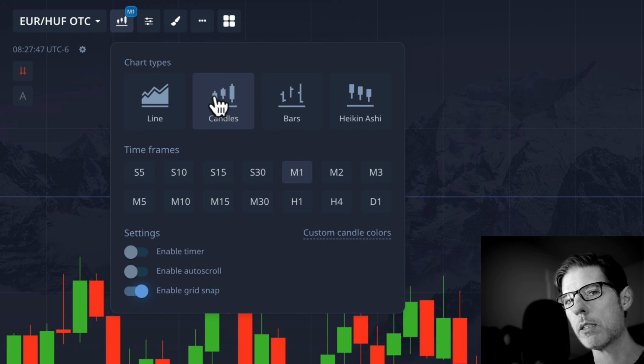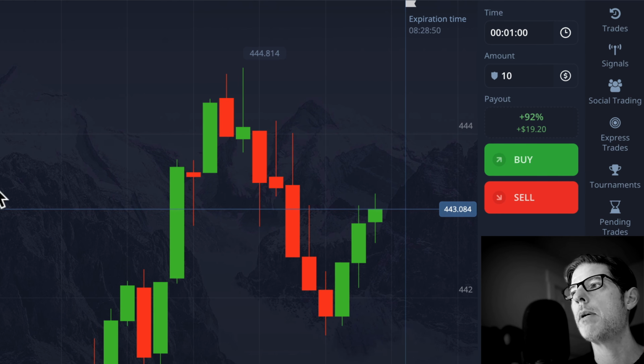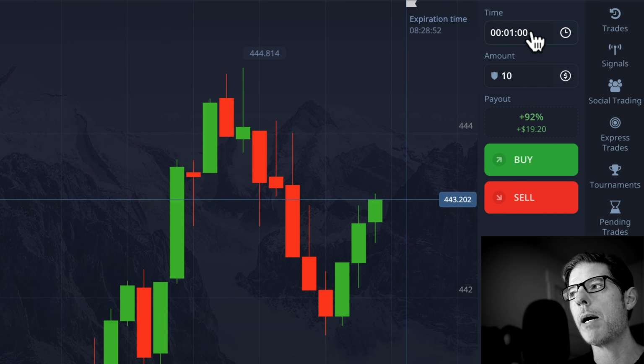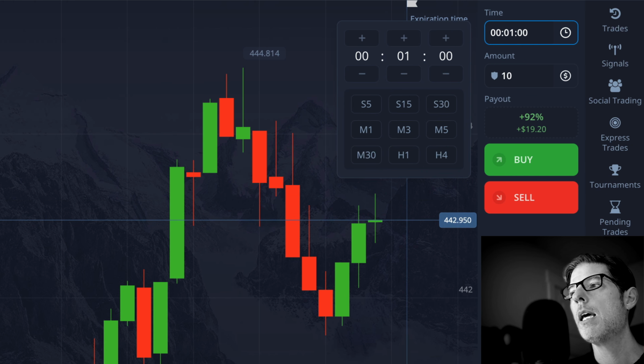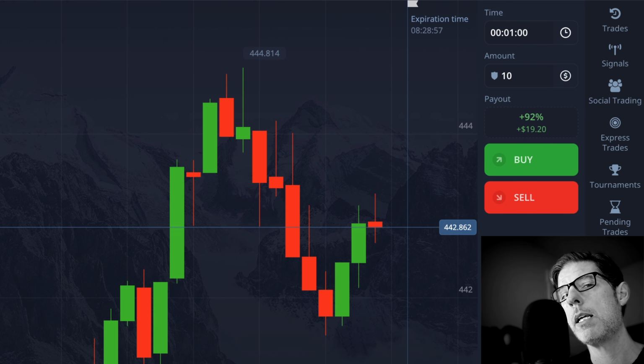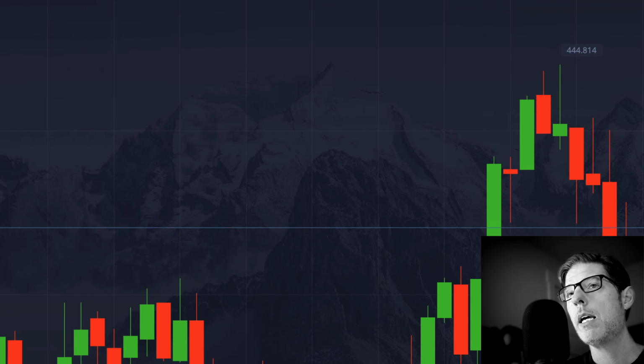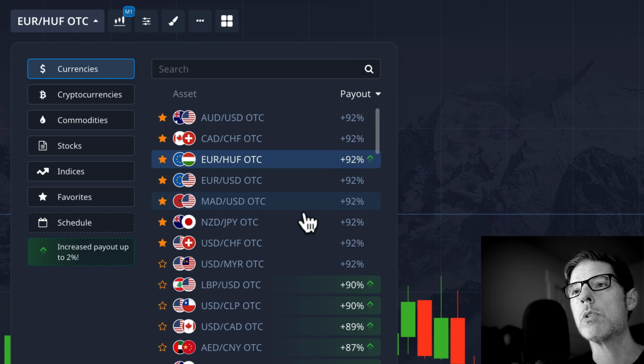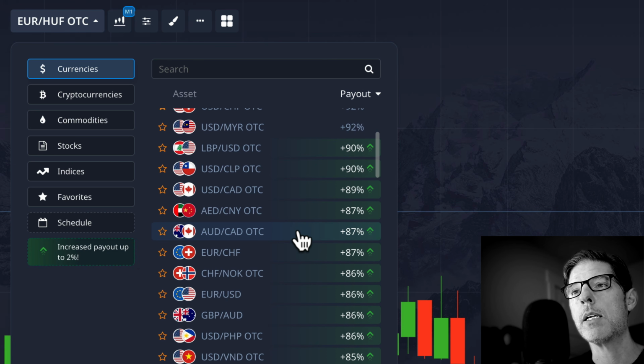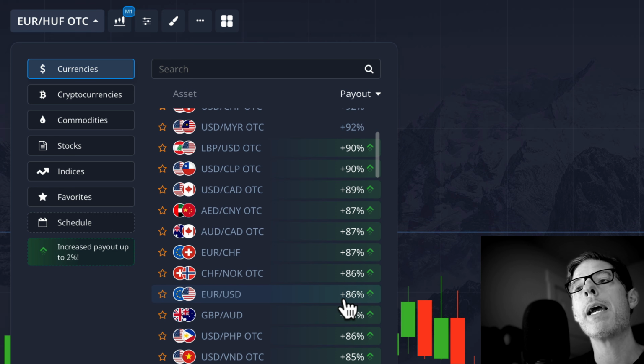I'm using regular candles with a 1 minute time frame and also a 1 minute expiry right over here. The great thing is because this is a 1 minute expiry, you can use live markets if you want to. To select a live market, you would just scroll down until you find the assets that do not have the initials OTC after them. This will let you know that these are live markets. You have Euro USD, and you can see they pay out a lot less than the OTC markets.